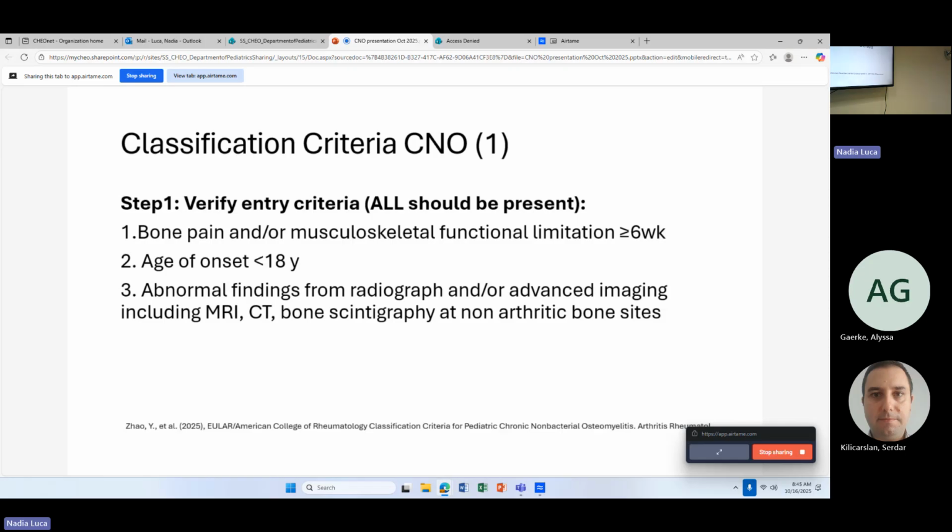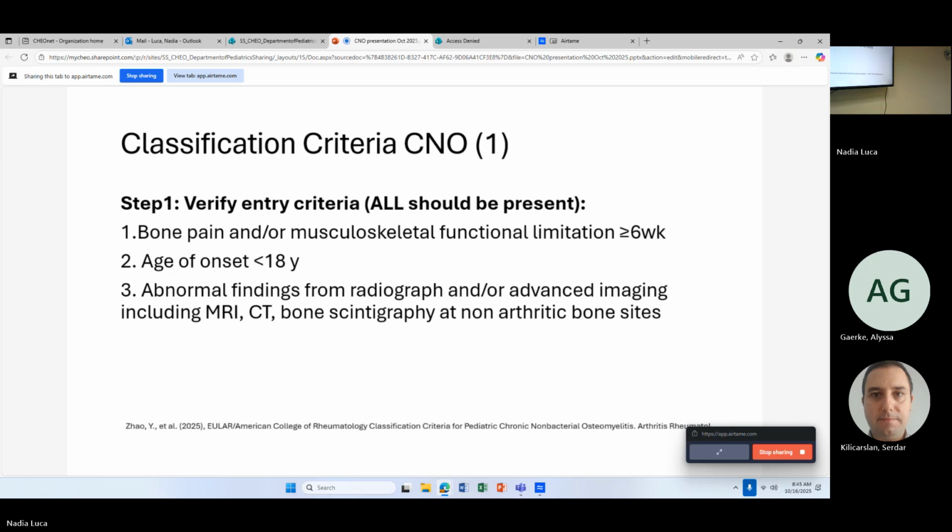And then you do need to have abnormal imaging. So either on an X-ray or MRI, CT, bone scan in areas that are not clearly at risk. So those are your entry criteria. Pretty general, broad strokes. But if you had bone pain and normal imaging, you would not.